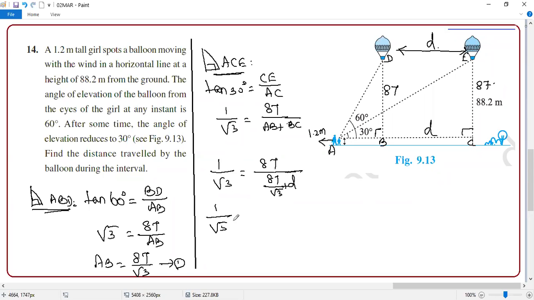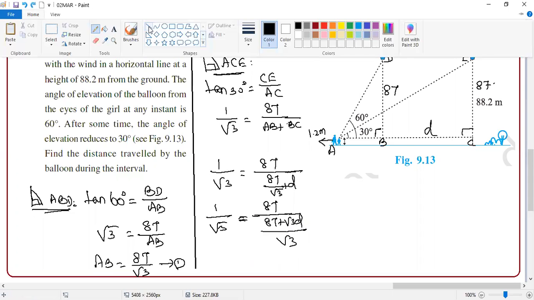Okay, 1 upon root 3 equals 87 upon 87 plus root 3 D upon root 3. You can bring root 3 here, to the denominator, but what will happen? Don't cancel it, this root 3, this root 3. Why? Because when they are cancelling from LHS to RHS, both should be on the same side. Any careless mistake we did? No, right? Check that, students. Any careless mistake here? No.